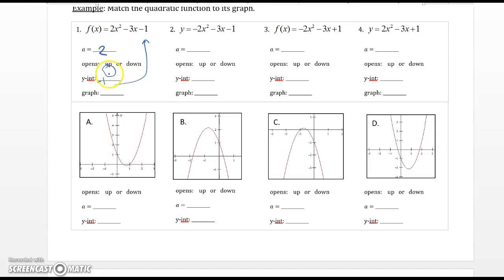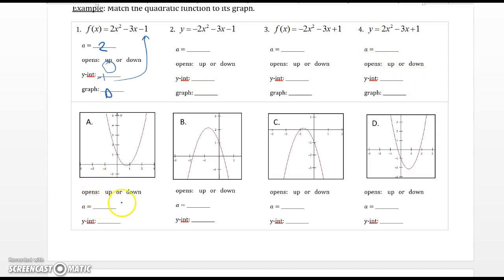So you're looking for a parabola that opens up, so either A or D. Which one of those has a y-intercept of negative 1? Not A, so this would be D. And you will continue that, matching it with those three.